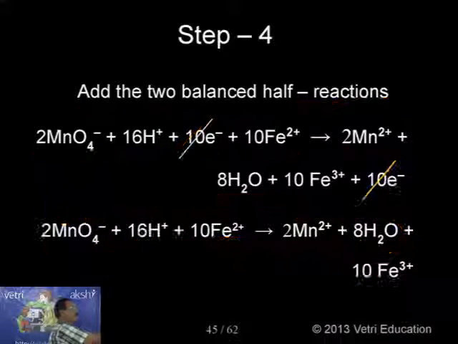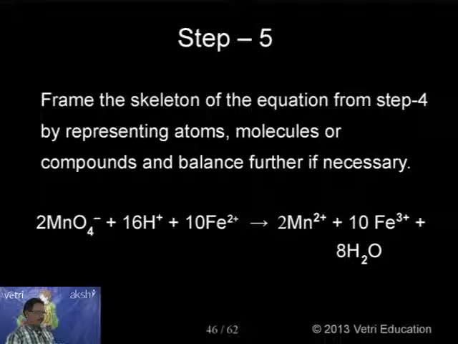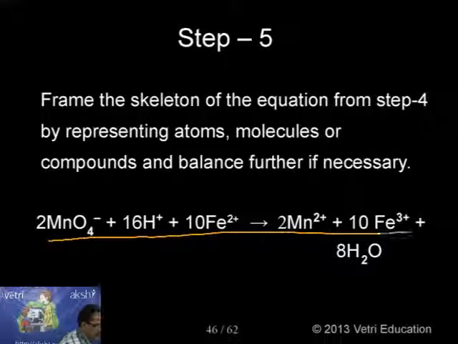Okay, let me go to the next step. What do I have to do now? After adding, the electrons are cancelled, so we are getting a final equation. This is the final equation we are getting from the previous step: 2MnO4⁻ + 16H⁺ + 10Fe²⁺ → 2Mn²⁺ + 10Fe³⁺ + 8H2O. This is the final ionic equation after adding these two.